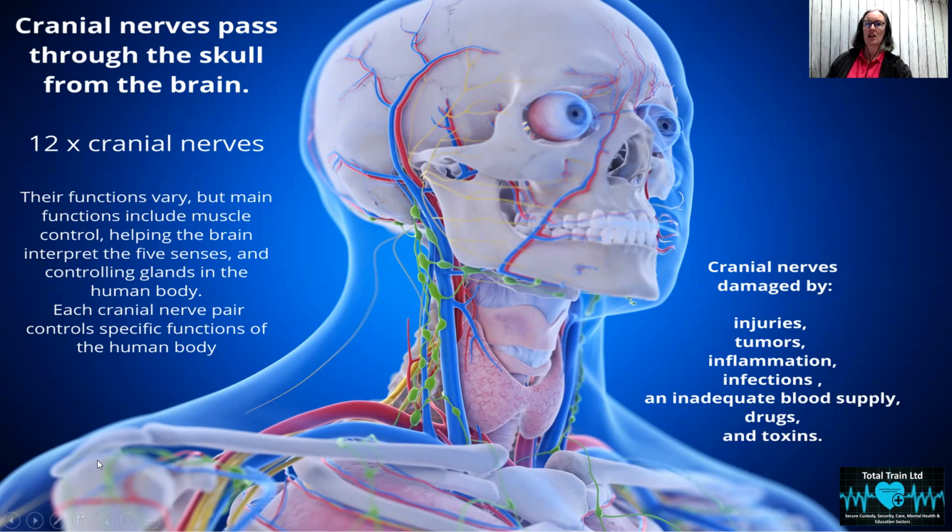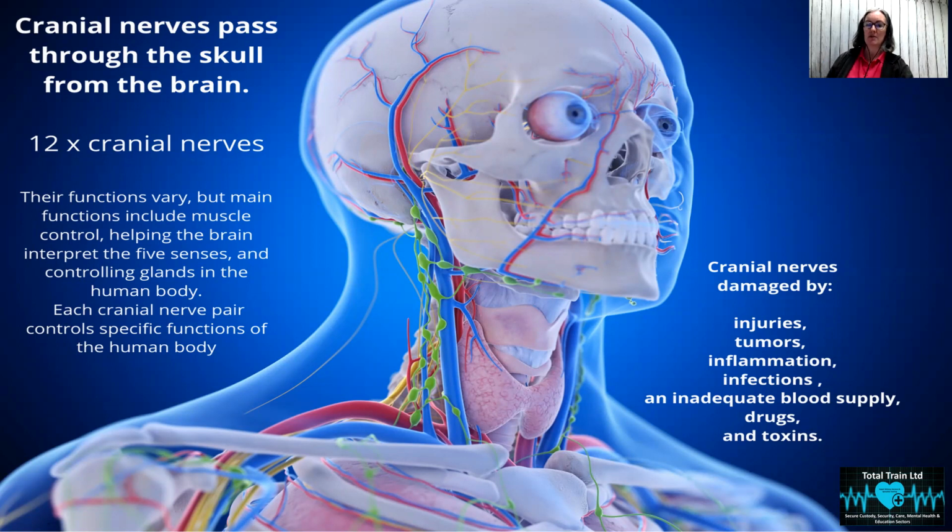Now then when we look at the nerves, there's 12 sets of cranial nerves, and the cranial nerves pass through the skull from the brain. The functions vary, but the main functions include muscle control, helping the brain interpret the 5 senses, and controlling glands in the human body. Each cranial nerve pair controls specific functions of the human body. So it's a real vital conduit, the neck, passing all of the control mechanisms. And I like to think of the brain as being your laptop, in effect, your hard drive, and all of the wires are going through the neck to the rest of the body. So if we damage anything within the neck, this is why then disabilities can occur as well.